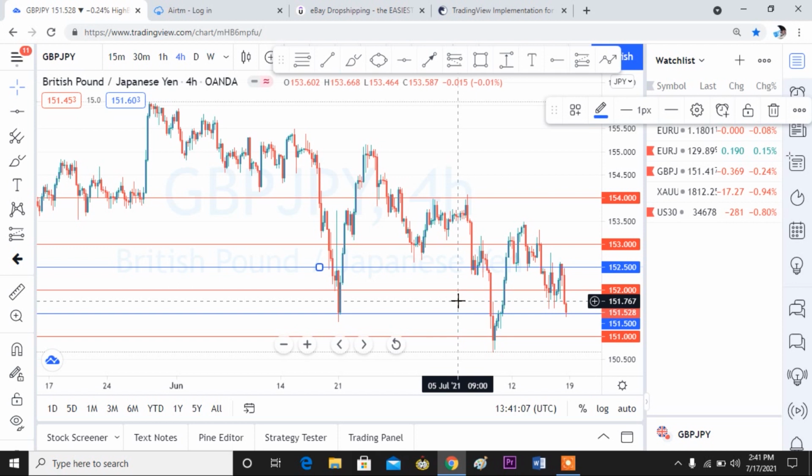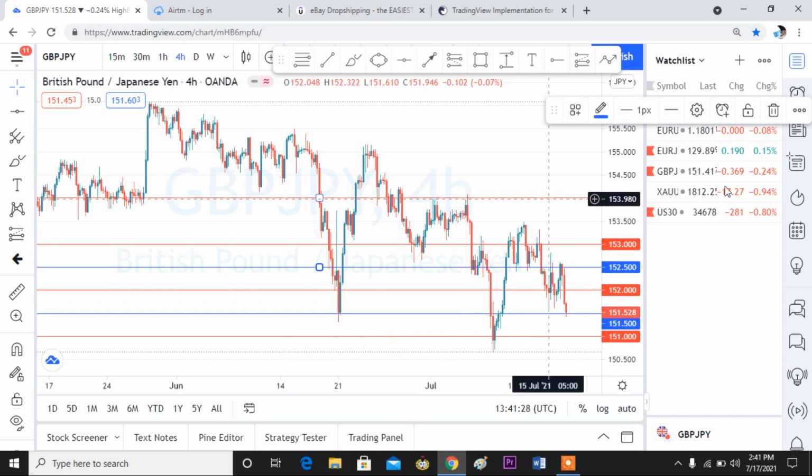This is just a simple way you can identify psychological levels, and oftentimes traders do use these psychological levels as their entry point, as their exit point, or as their stop levels. In our next video, we'll show you guys how you can trade using the psychological level.